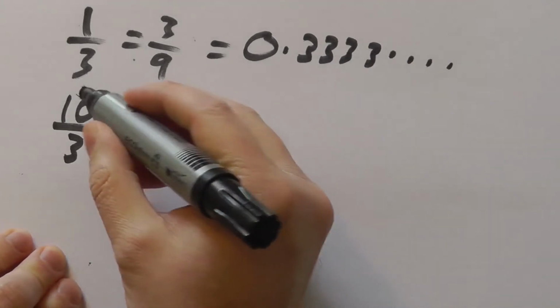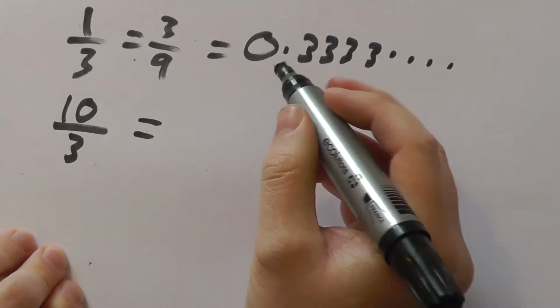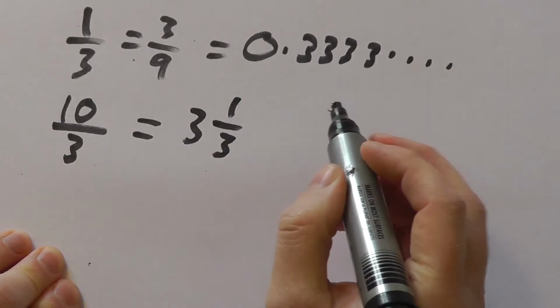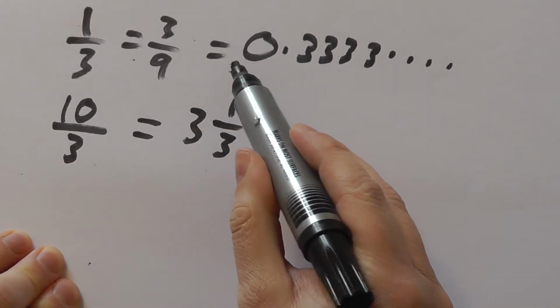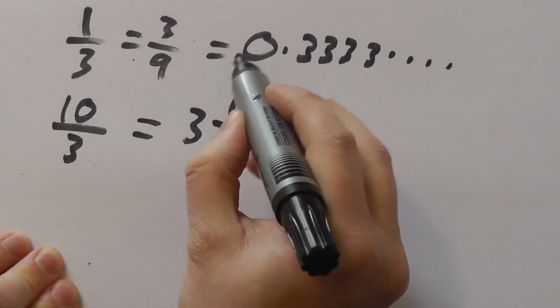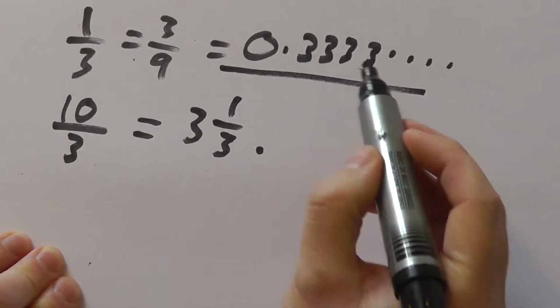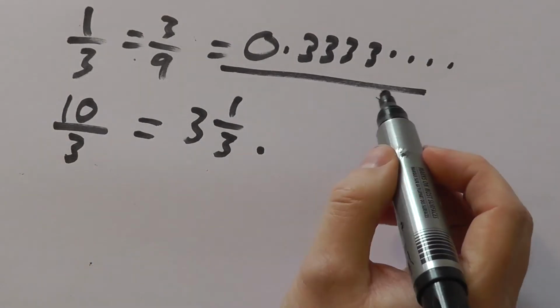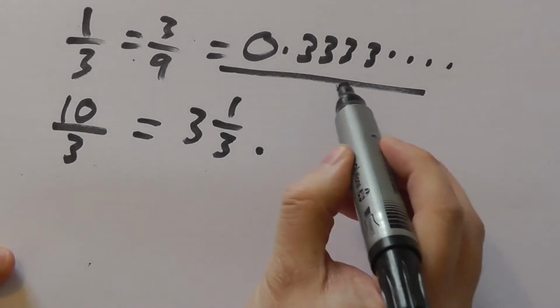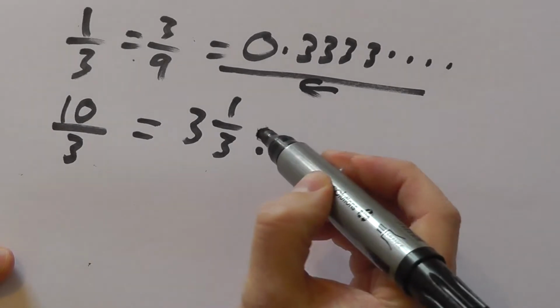Now let's just do this as a fraction first. 10/3 is the same as 3 1/3. So just note that. And then let's look at the decimal. Now, if you multiply a decimal by 10, what do you do to its digits? You shift them one place to the left.